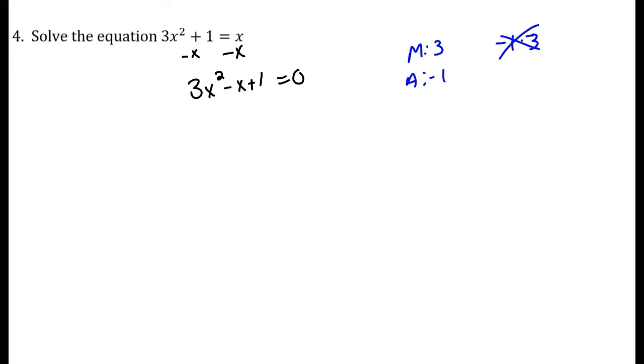And finally, we end with solve the equation 3x squared plus 1 equals x. Well, again, not equal to 0, so we've got to set it equal to 0. We could try factoring by saying what multiplies to 3 and adds to negative 1, but 1 and 3, negative 1 and negative 3 don't work. So we apply the quadratic formula. x equals negative b, so positive 1, plus or minus the square root of b squared minus 4ac all over 2 times 3 is 6.